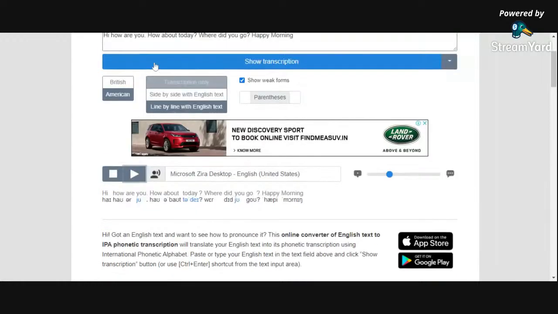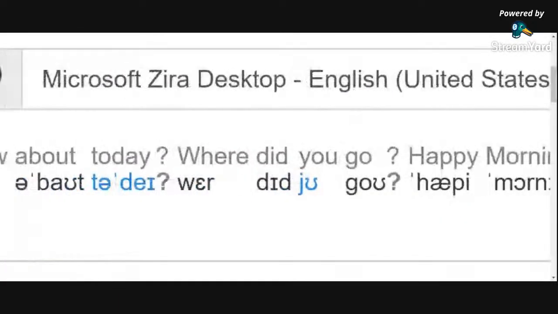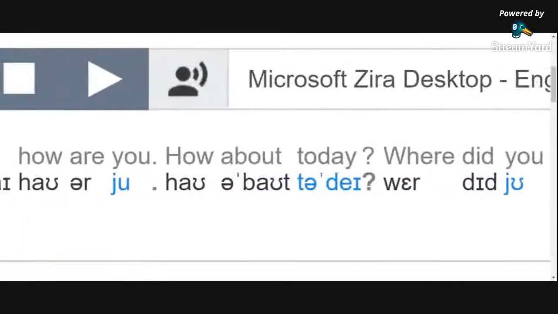Right. So this way you can improve your spoken English. Hi, how are you? How about today? Where did you go? Happy morning. See, happy. There is Y. The Y is not pronounced here. It is the I sound. Morning. O becomes the aw sound. Make it zoom. Let's see. This is the final.